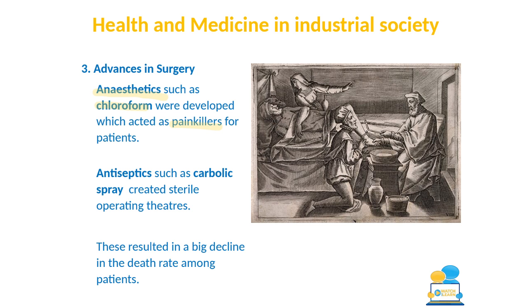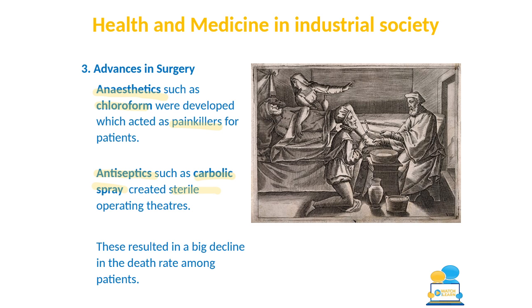Second development was a development in antiseptic. An antiseptic is basically used for cleaning and creating sterile operating theaters. The first antiseptic was called carbolic spray, and it created a sterile operating theater. It's basically a clean operating theater that was free of disease. Prior to this, you'd be going to lie on an operating bed, and there'd be blood on it from the previous patient. Again, they just didn't have a good understanding of how germs and diseases spread.